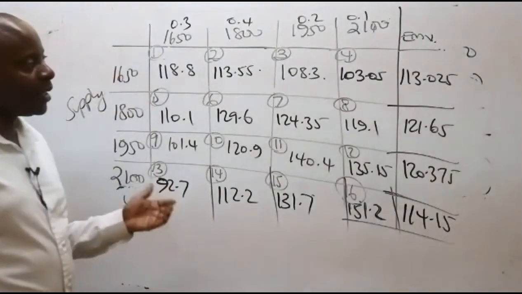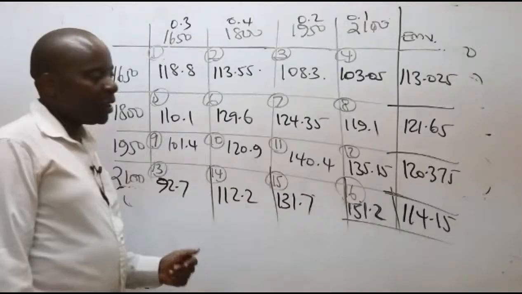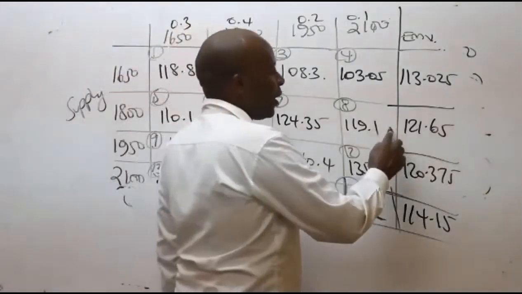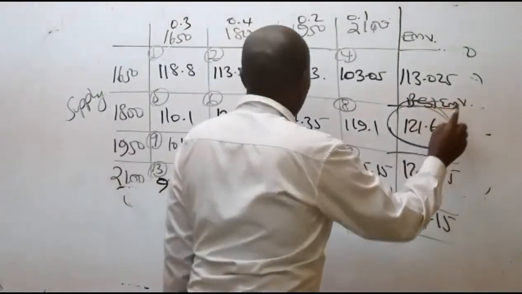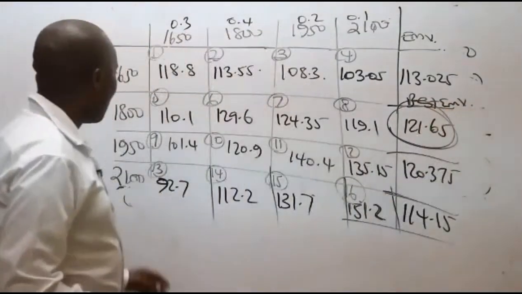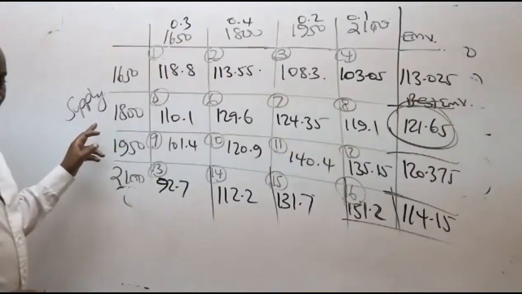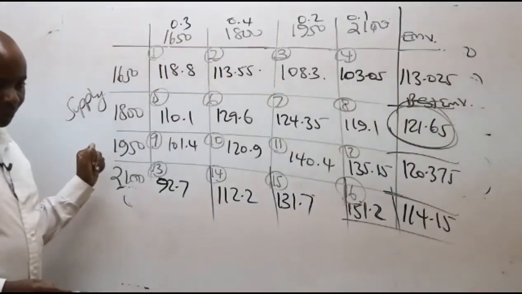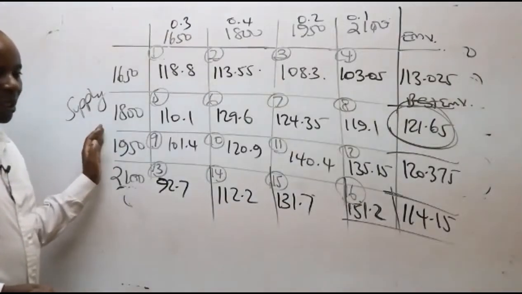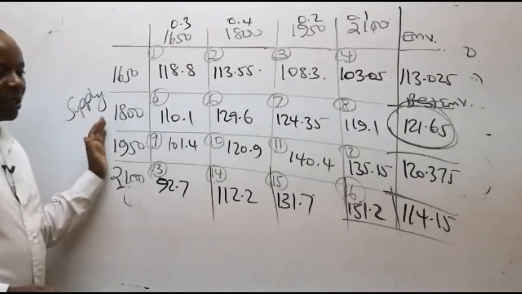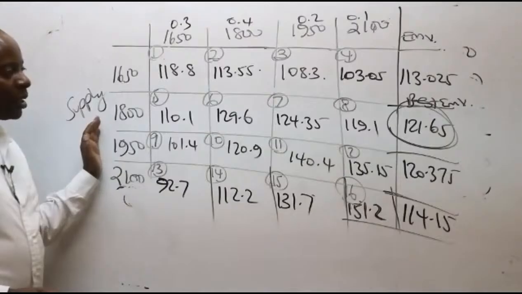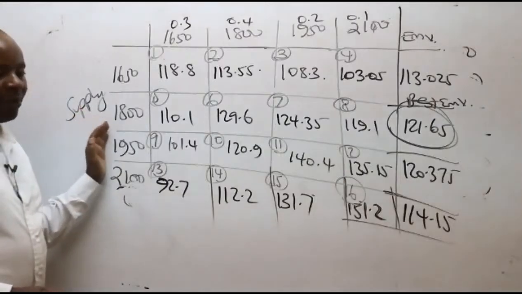So in that regard, ladies and gentlemen, of course, we have said severally categorically that we will always work with the highest expected monetary value. So the highest expected monetary value is this one here. So this is the best EMV. And then we'll have to ask these people to sell how many bracelets? 1,800 bracelets. The company should sell 1,800 bracelets.